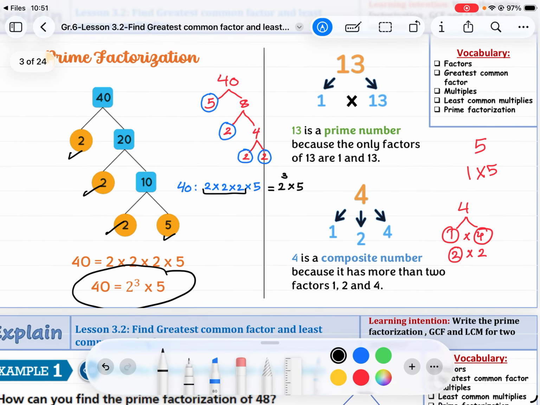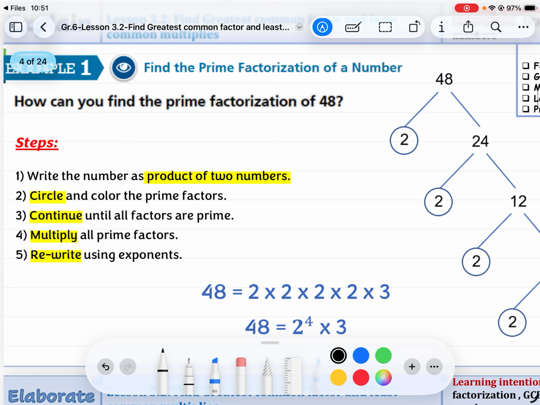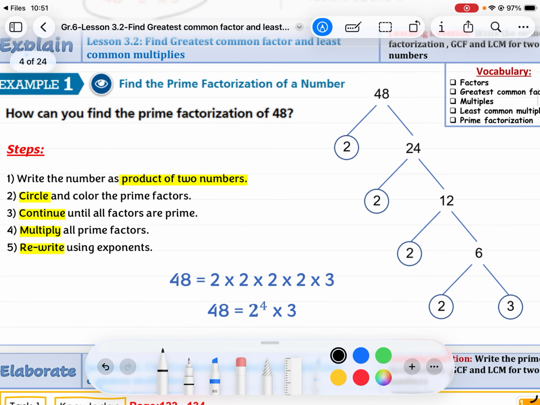Remember the steps to find the prime factorization. It's listed here. These steps are really important. Number 1, you need to write the number as a product of 2 numbers. So that means think of 2 numbers that when you multiply will give you 48. You have here 2 times 24. Some of you would like to say, Miss, I don't want this. I want 6 times 8. Or you can think of any other, for example, 12 times 4. If you're good with multiplication and so on.